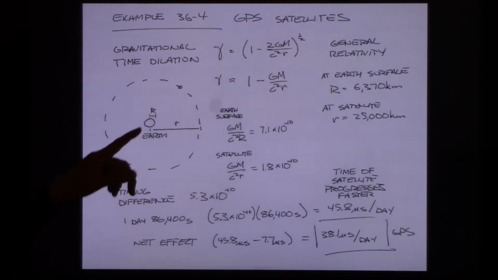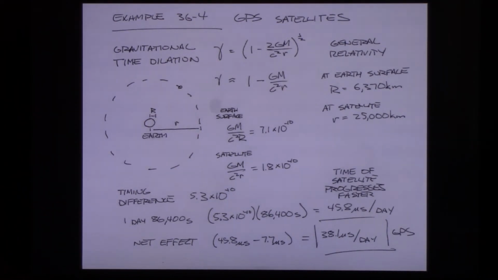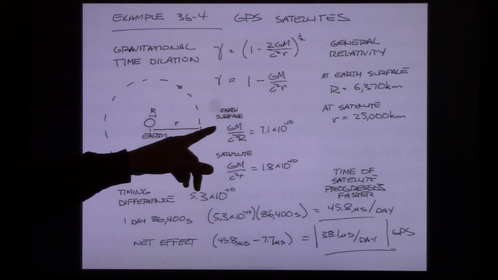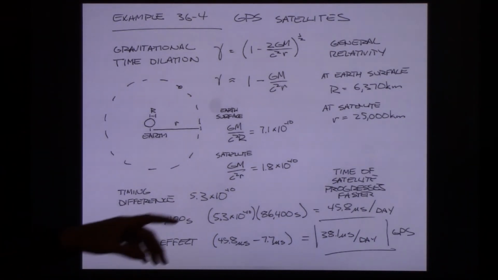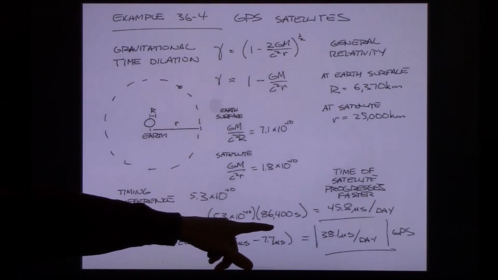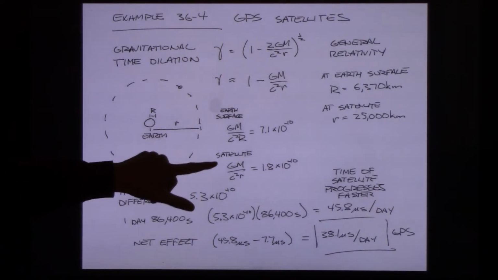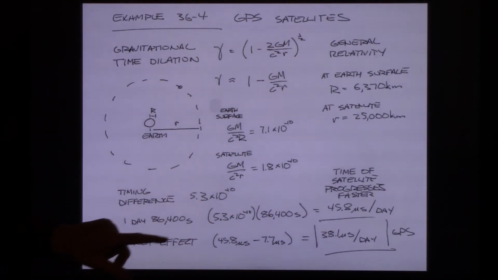So both at the surface of the Earth and at the satellite, time is slowing down. But the time slowing down is much more pronounced on the surface of the Earth. Now, using the same 86,400 seconds, which we had used on the previous page, we find that the timing difference between satellite and Earth is 5.3 times 10 to the minus 10.